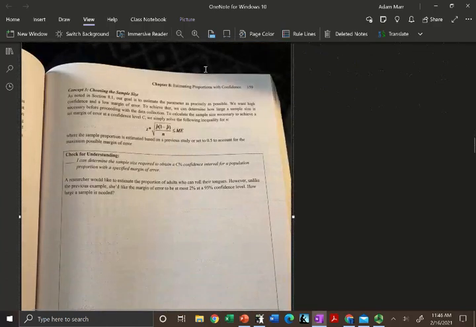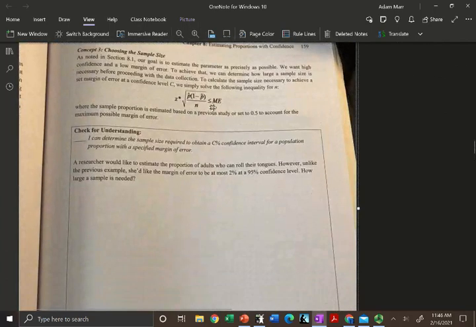Okay, so let's see here. All right, as noted in section 8.1, our goal is to estimate the parameter as precisely as possible. We want high confidence on a low margin of error. Okay, so we want high confidence on a low margin of error.